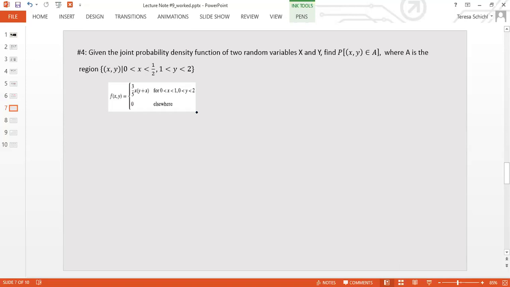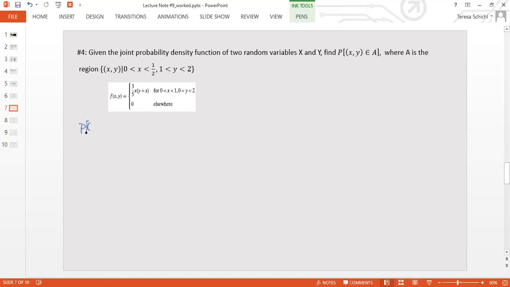Okay, now let's take a look at number 4 here. Given the joint PDF, this is my density: 3/5 xy plus x. And this is my domain: x is from 0 to 1, y is from 0 to 2. Then they want us to find the probability in these regions. Region A is x from 0 to 1/2, y from 1 to 2.